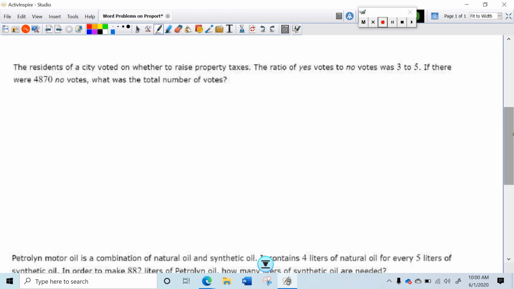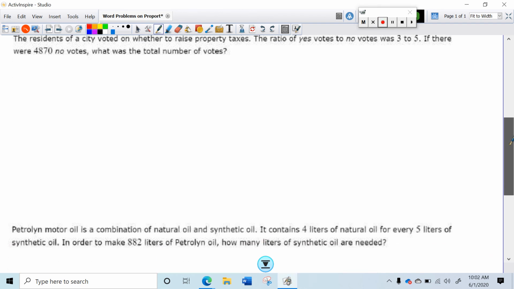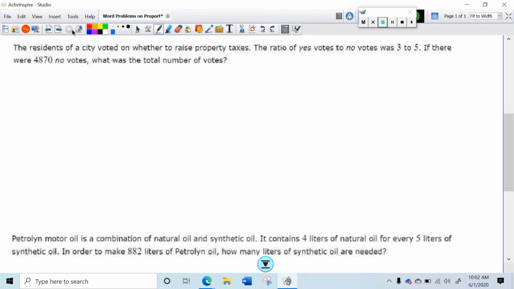The next one, the residents of a city voted whether to raise property taxes. The ratio of yes to no votes was 3 to 5. If there were, I'm going to the question and looking to see what they want. If there were 4,870 no votes, what was the total?